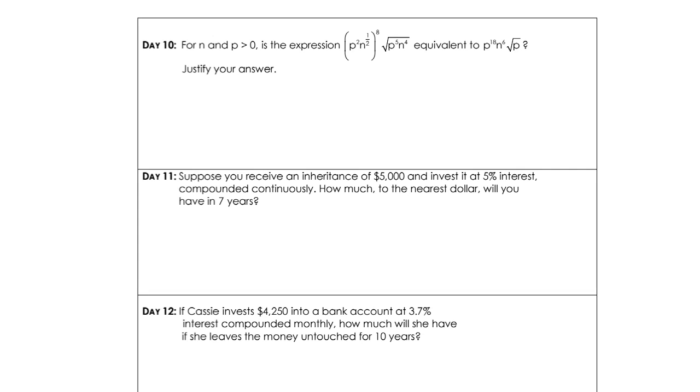All right, guys, we're going to be doing day 10 today. We're on the day 10 warm-up of unit 5, and it says for n and p greater than 0. There must be a reason why they're telling us p is greater than 0. Maybe it ends up on the bottom of a fraction or underneath a radical. You don't have to do anything with that. They're just telling you that in order for the problem to be valid.